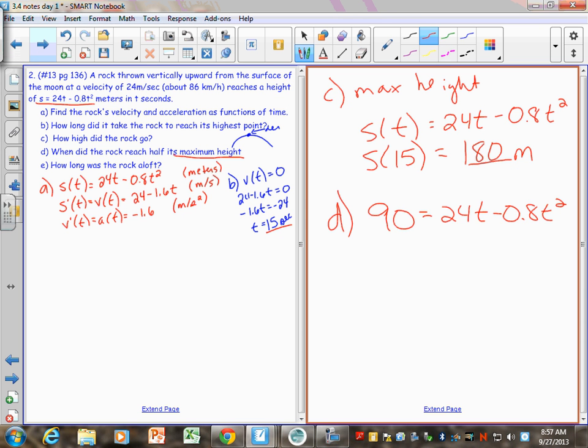Because this is a quadratic, right? Which means that we have to get that equal to 0. So if I move this over here, because I like to have this positive, that would be 0.8t squared minus 24t plus 90 equals 0. And we could try to get rid of that decimal, like multiply everything by 10 and see if maybe we could factor it, but it's not going to be factorable, which means your options are completing the square or the quadratic formula, and I think I'm a quadratic formula girl on this one. Y'all remember the quadratic formula?